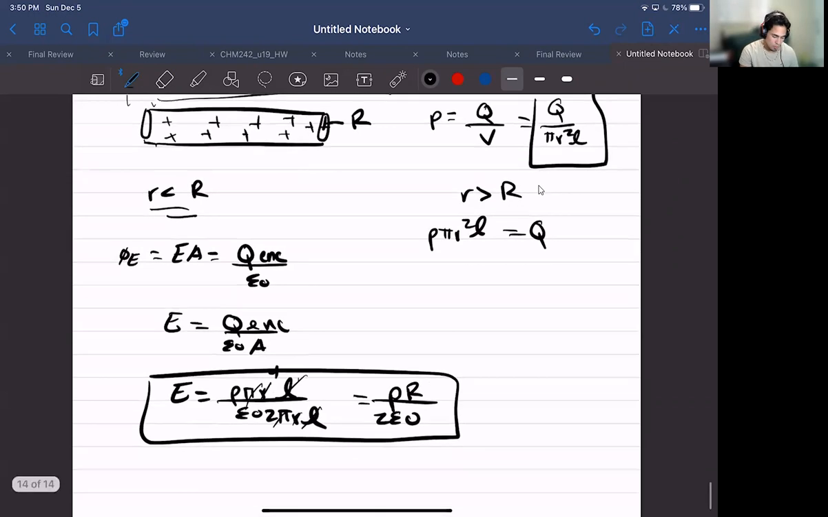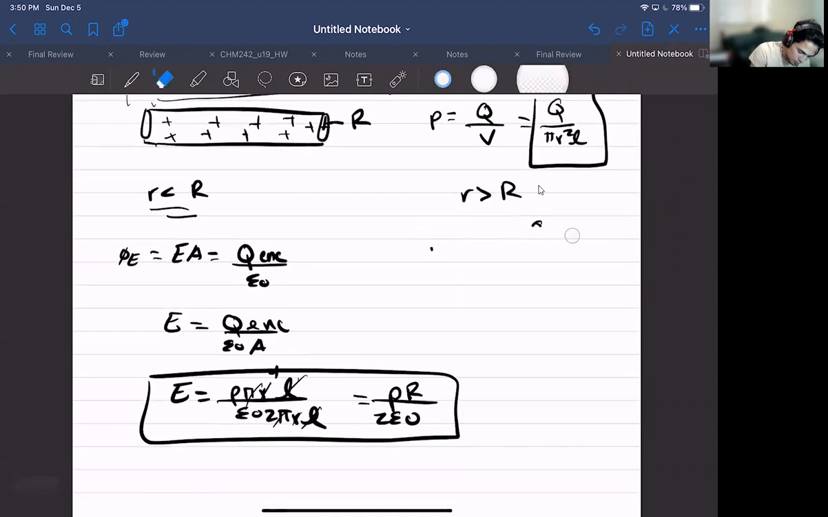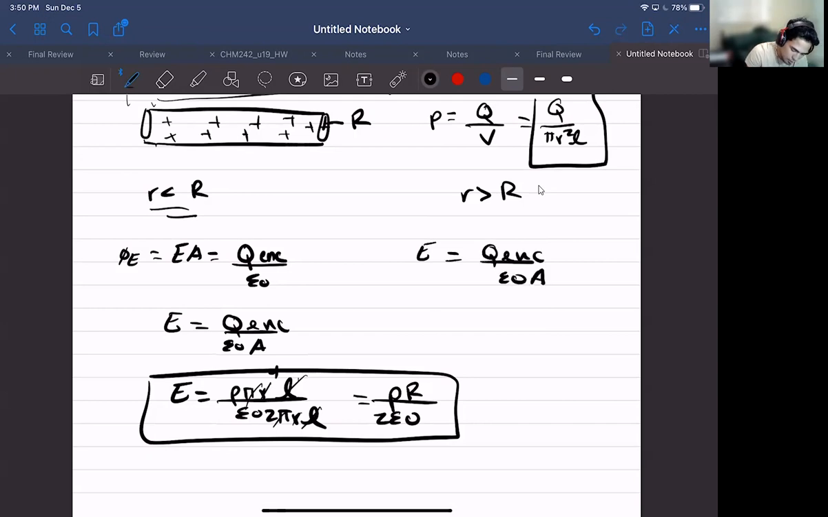Now, for outside, for an area outside, it's going to be a little bit different, because now we have a larger area, right? So we can still use the same formula, charge enclosed divided by the area. And this is not going to change, because we have 2 pi r times the length. The difference is that this r is going to be larger in this case, right?